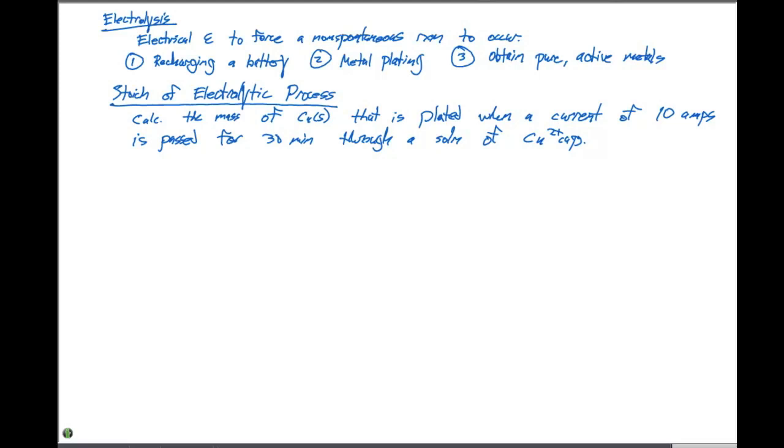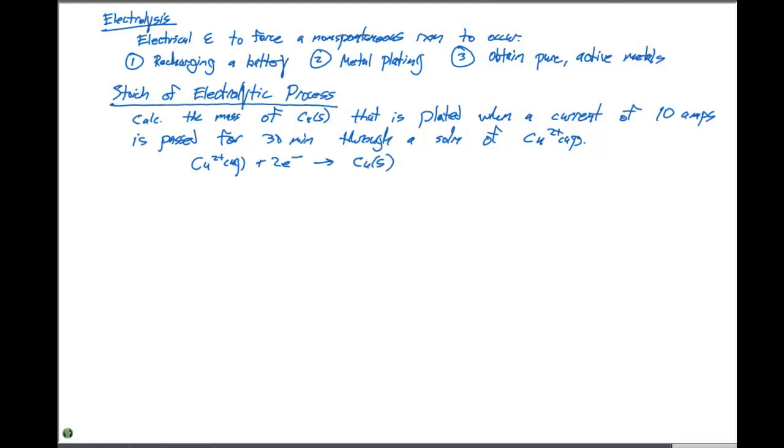If we took a strip of copper and put it in a copper 2+ solution, nothing's going to happen. If we want that copper 2+ to plate out onto the solid copper, we would need to apply a current through that. So in this case, we're going to apply the current of 10 amps. The reaction that's going to take place is copper 2+ in aqueous solution plus 2 electrons becoming copper solid.